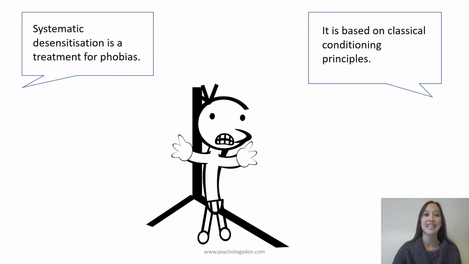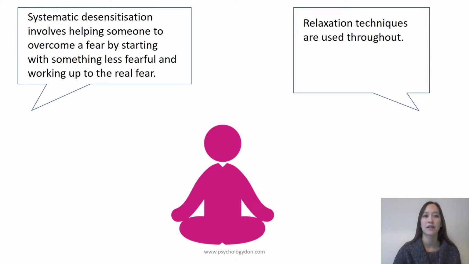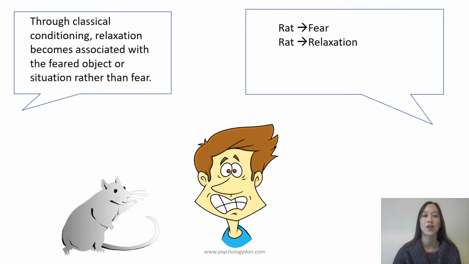Systematic desensitization is a treatment for phobias. It's based on classical conditioning principles. The treatment involves helping someone to overcome a fear by starting with something less fearful and working up to the real fear. Relaxation techniques are used throughout, such as deep breathing or counting to 10. Through classical conditioning, relaxation becomes associated with the feared object or situation rather than fear.